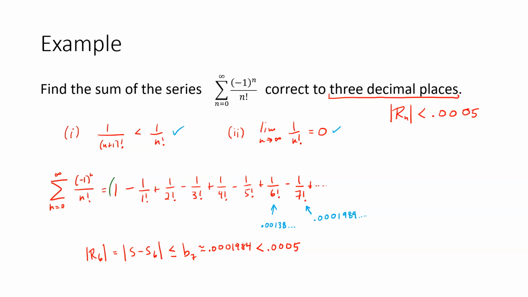Okay, so here we just need to add up from here to here to get S6. And if we do that, let's see what we get. Plugging those first values into my calculator, I get something close to about 0.368. Here I'm just writing out the first 3 decimal places since we know that's the desired accuracy, so we know at least those first 3 decimal places are accurate.